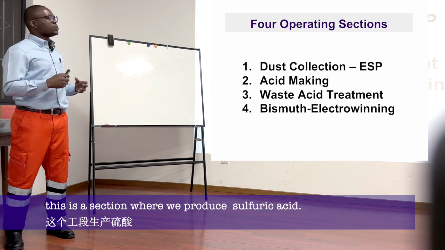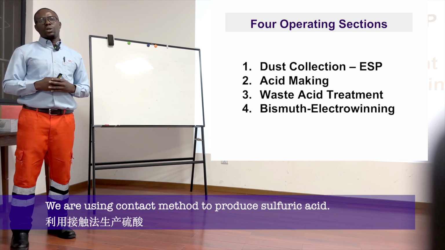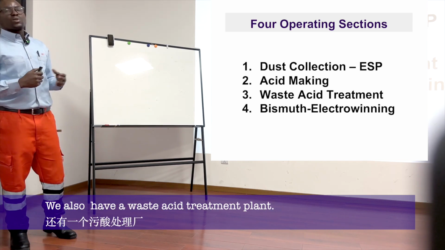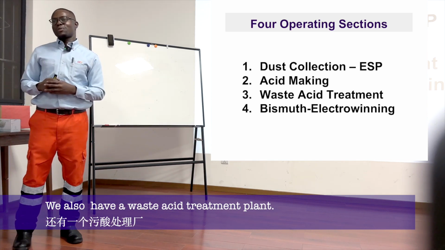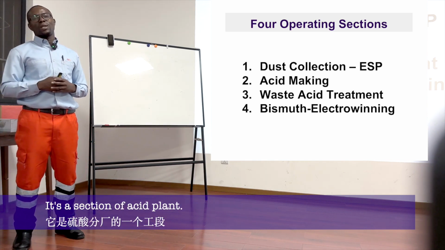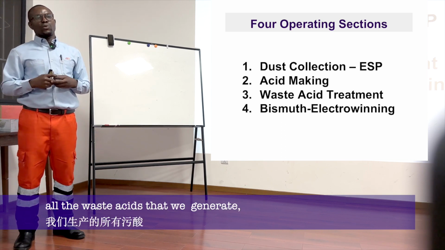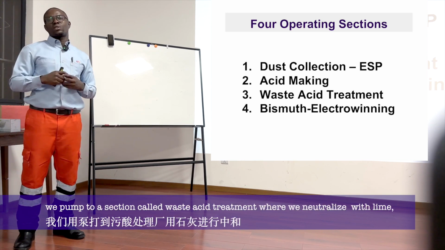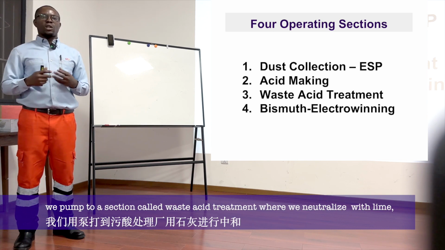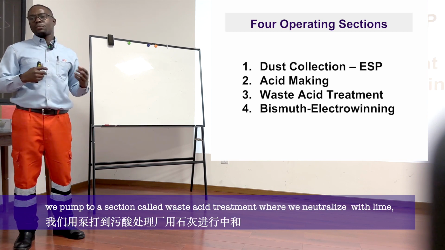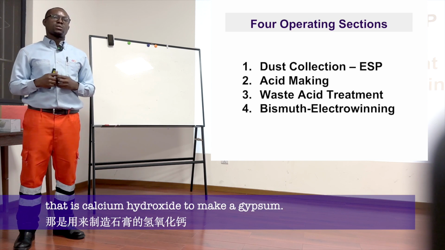We also have acid making. This is a section where we produce sulfuric acid. We are using the contact method to produce sulfuric acid. We also have a waste acid treatment plant. It's a section of acid plant. We don't want to pollute the environment. All the waste acids that we generate, we pump to a section called waste acid treatment, where we neutralize with lime, that is calcium hydroxide, to make gypsum.